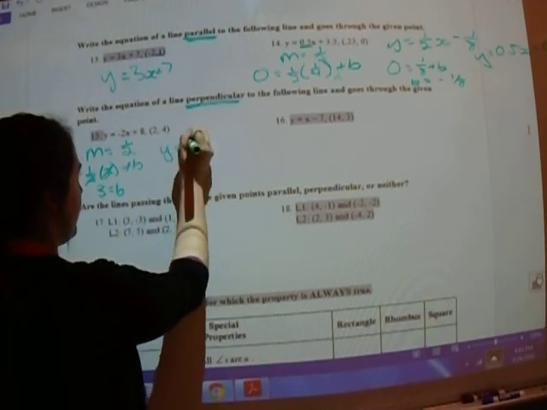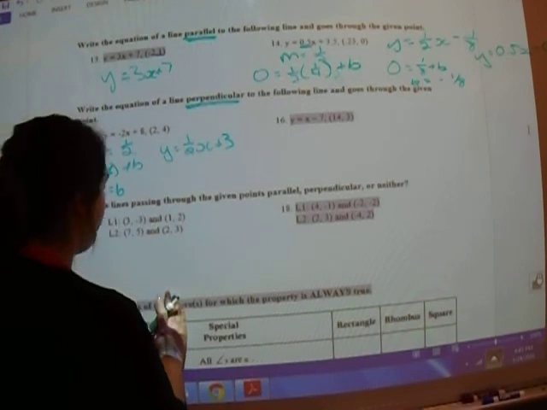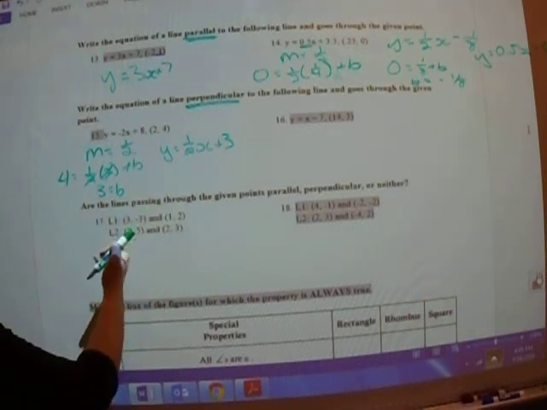So your answer is y equals 1/2 x plus 3. Okay? Alright, so this one, number 17, are the lines passing through the given points parallel, perpendicular, or neither? All you have to do is find the slope of line 1 and the slope of line 2.